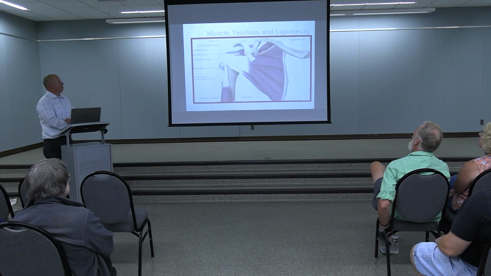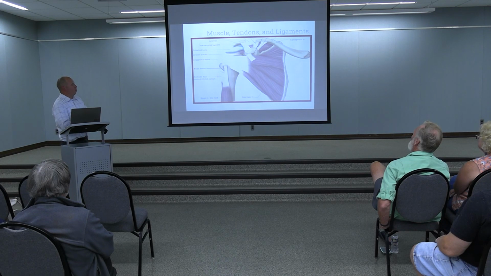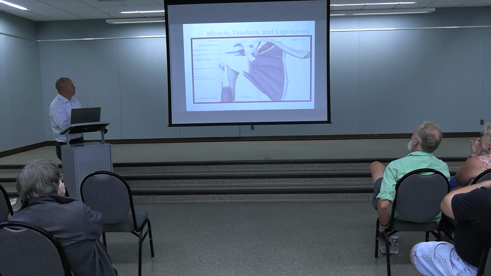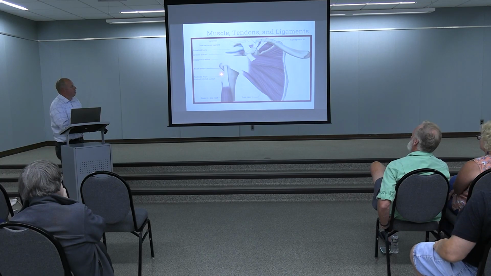Other muscles, tendons, and ligaments in the shoulder. Again, here's your collarbone, the humerus, and the shoulder blade. You also have the subacromial bursa, which is frequently a source of pain and cause for bursitis. The biceps tendon is in there. Resected here is the pectoralis major, one of the chest muscles. And in the front here is the subscapularis that internally rotates the arm.